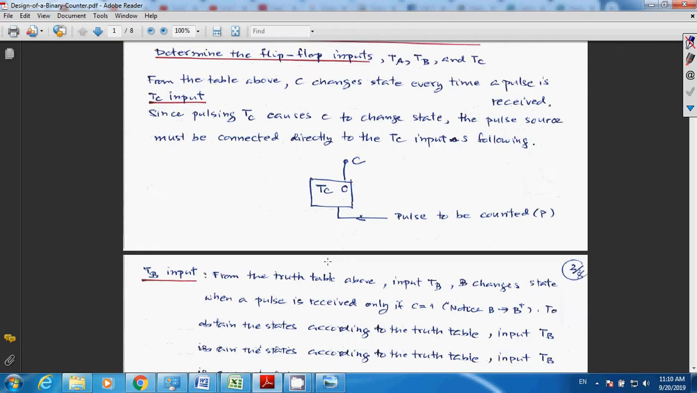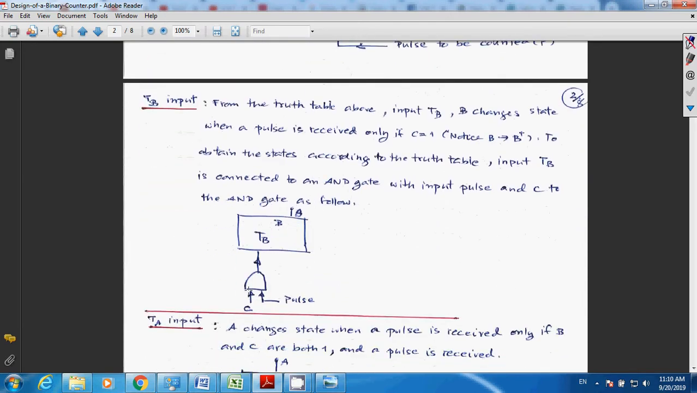Now for the TB input, why does it come out to be a two-input AND gate? Well, you have to get back to the truth table of your input TB.